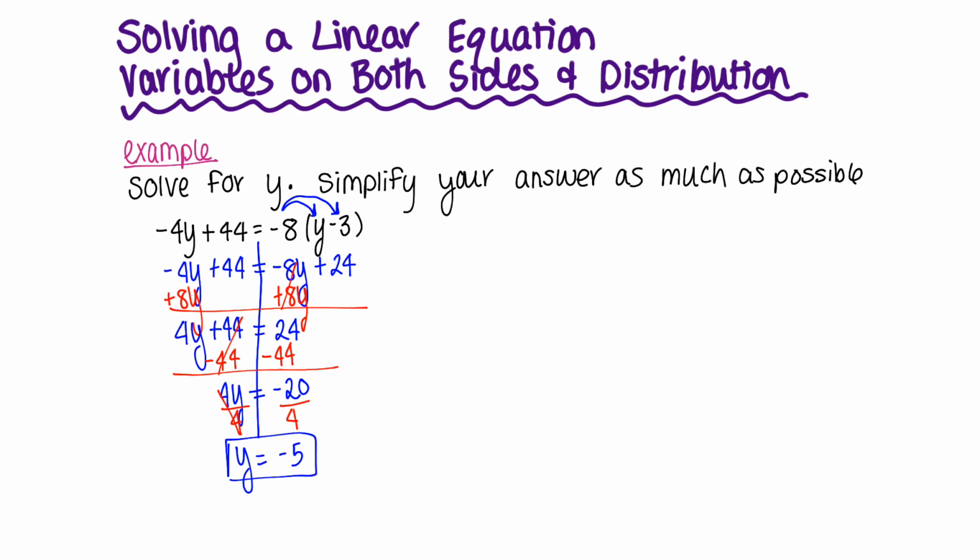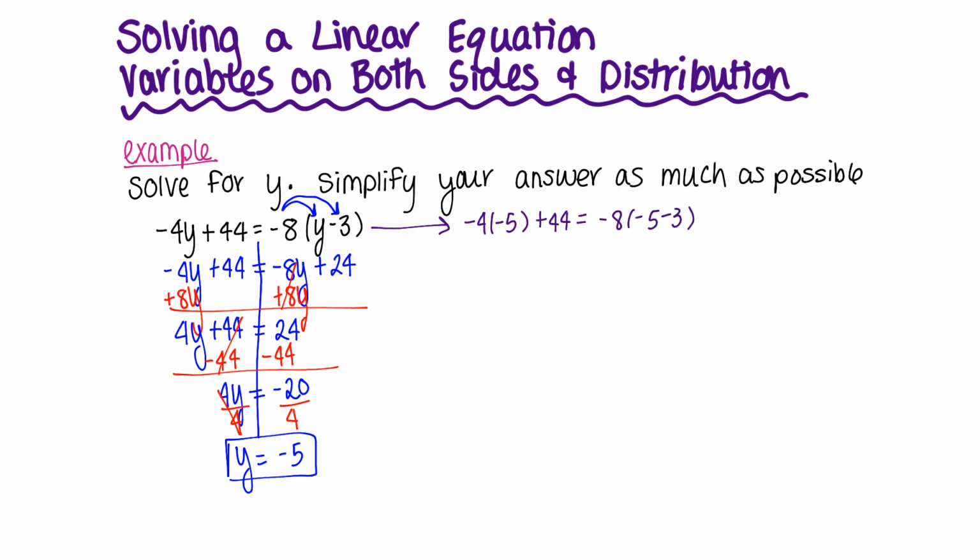If we wanted to, we could plug our y back in at the very beginning and see if we get the same answer on both sides. I'm going to go ahead and do that once, but I won't do it on future problems for this topic because you only need to see it once. So instead of y, I'm going to put negative 5 in. So we have negative 4 times negative 5 plus 44 equals negative 8 times negative 5 minus 3.